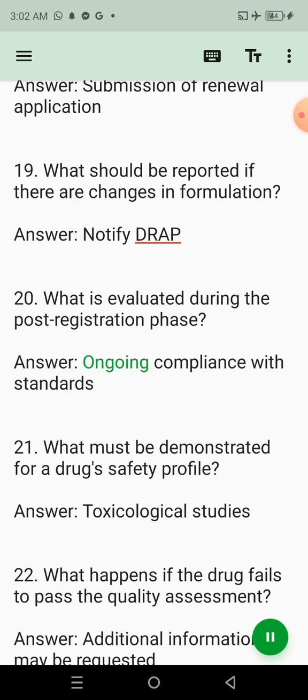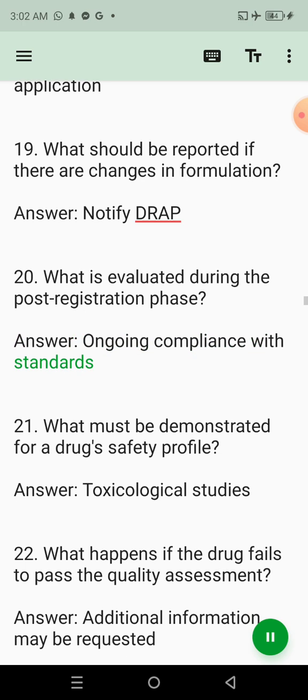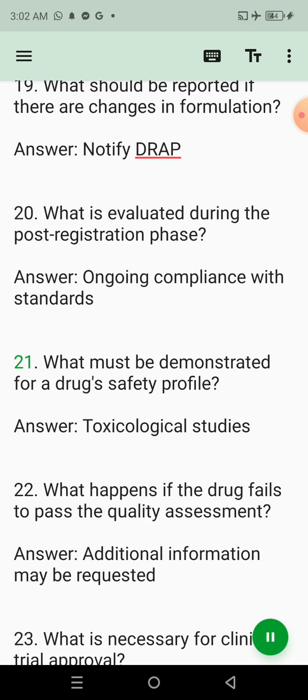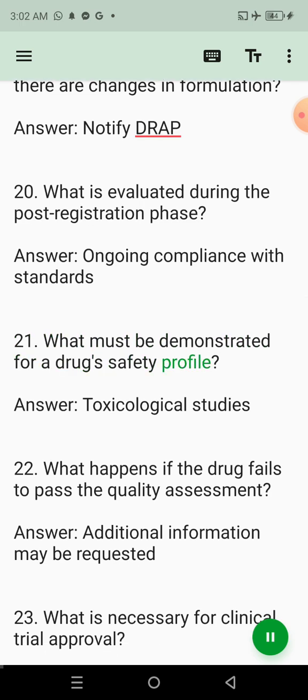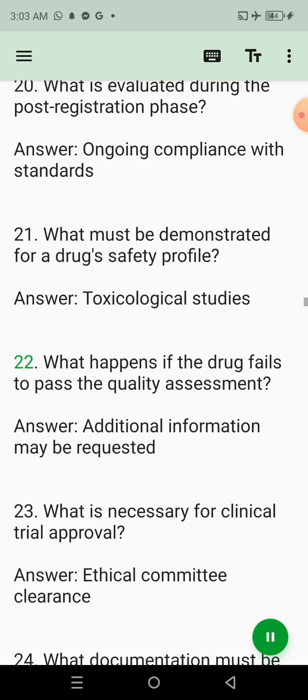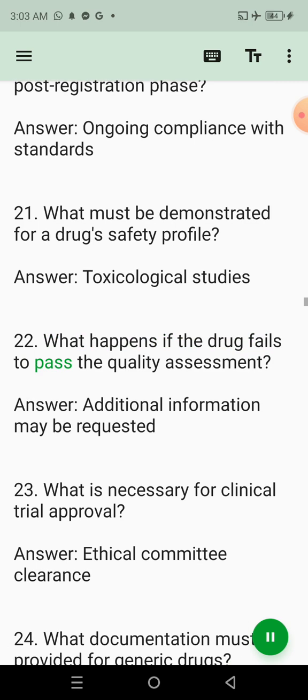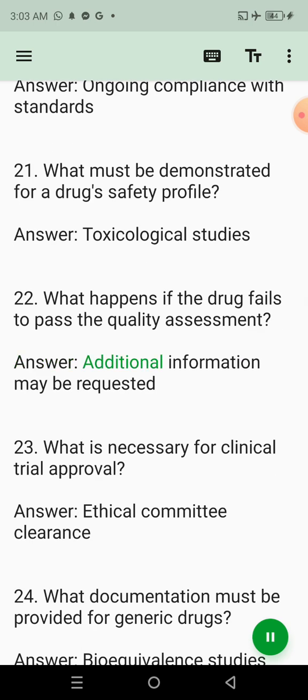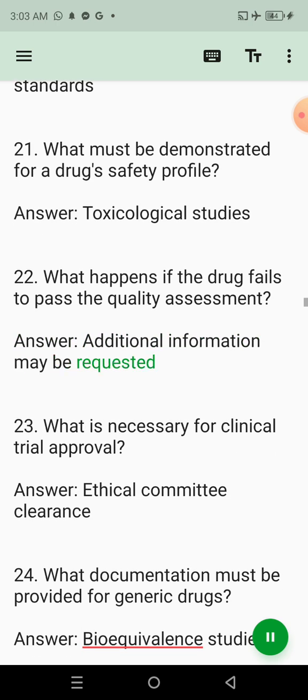Answer: Ongoing compliance with standards. 21. What must be demonstrated for a drug's safety profile? Answer: Toxicological studies. 22. What happens if the drug fails to pass the quality assessment? Answer: Additional information may be requested.